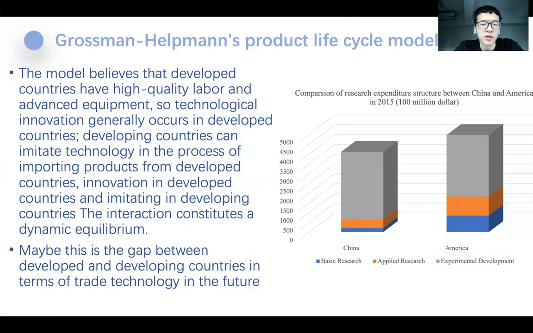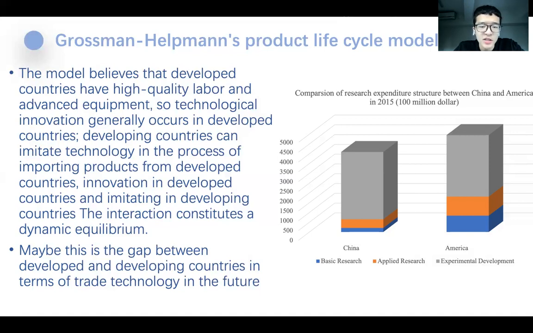Northern countries correspond to the developed countries, and southern countries correspond to the developing countries. However, because developed countries use more resources in innovation, the rate of technological innovation is higher than the rate of technological imitation in developing countries, resulting in a large technological gap between the two sides. In 2015, for example, China's investment in basic research, applied research, and experimental development all lagged behind that of the United States. Because each type of product has a quality ladder, developed countries can achieve a period of market monopoly by innovating to improve product quality.